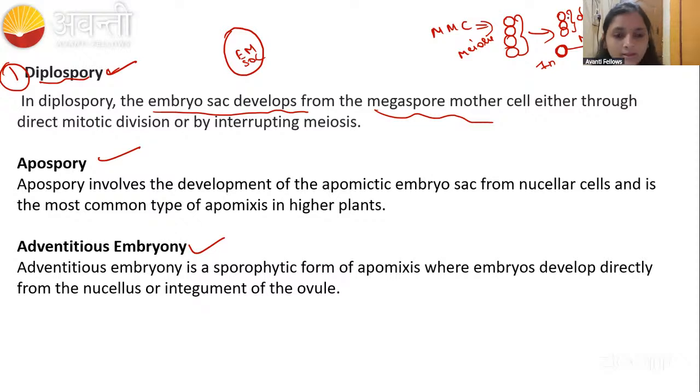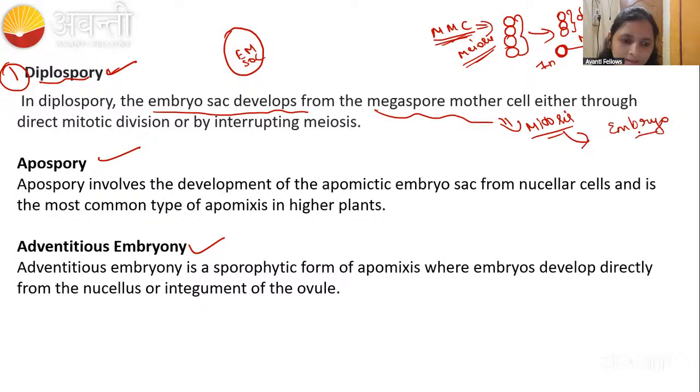Yes or no? Here, what happened? The megaspore mother cell undergoes meiotic division and forms the embryo sac, right? That is the 7-celled, 8-nuclei stage. But here, what is happening? The megaspore mother cell undergoes mitosis, and directly it is going to form an embryo. Directly it is going to form an embryo. This is one thing. I explained this in the last slide also.